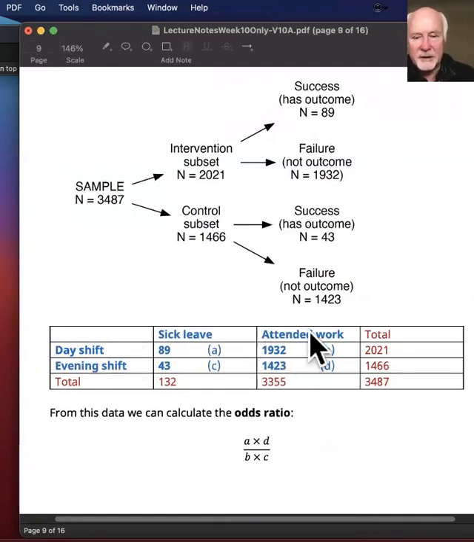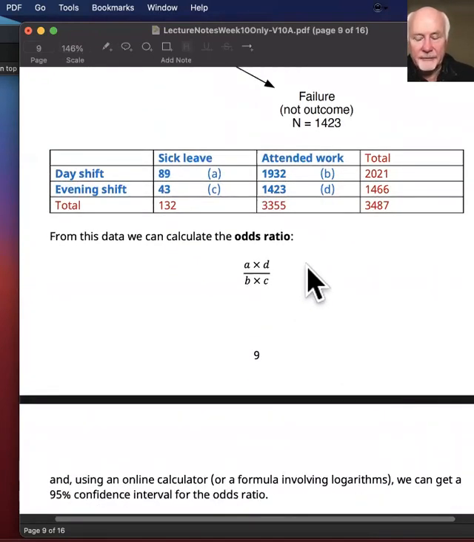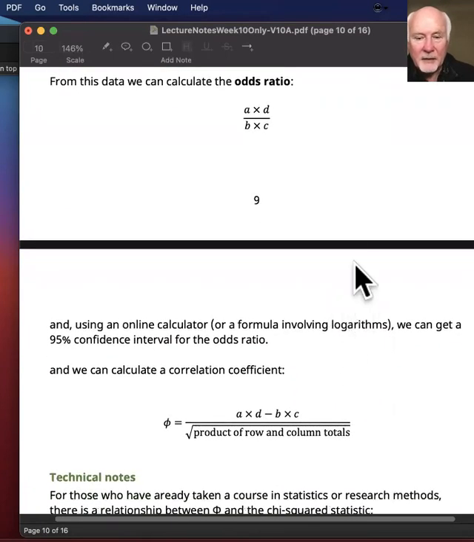And then when we put it into the contingency table, it looks like this. We have the 4 numbers there in blue, A, B, C, D. That's the actual contingency table, and from that we can calculate an odds ratio. It's just a very simple formula. We multiply that by that, and then we divide it by that multiplied by that. Or we can use an online calculator. And we can also get a 95% confidence interval, but you're either going to have to use a formula, which I don't expect you to know, or most online calculators, and there are plenty of them, will probably give you the confidence interval.